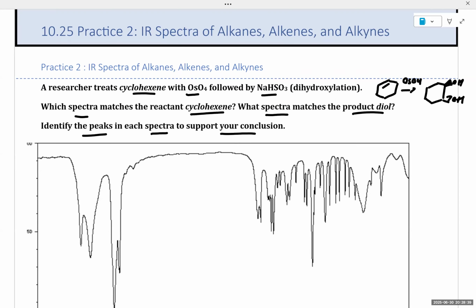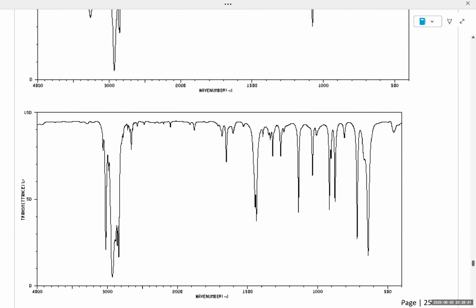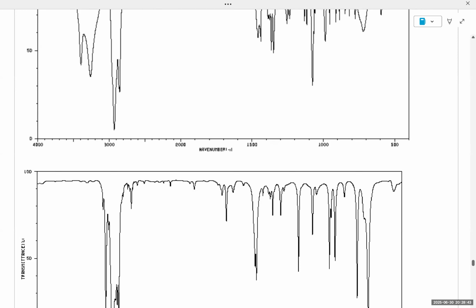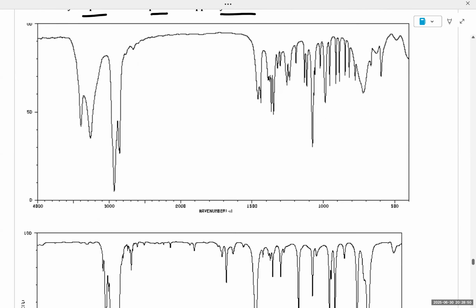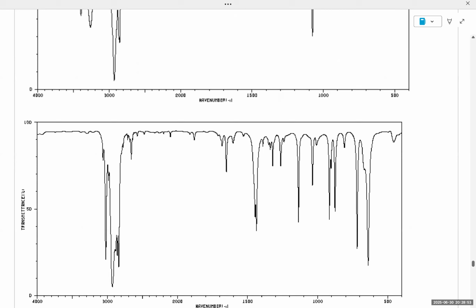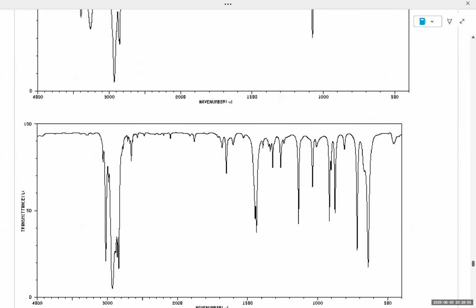So here are the two spectra. I'd like you to take a look at each of these spectra. So pause the video, work through these examples. So here's the first spectra. Here's the second spectra. And I'd like you to tell me which spectra corresponds to cyclohexene and which spectra corresponds to 1,2-cyclohexane diol. So pause the video, work through this example, and then we'll discuss.